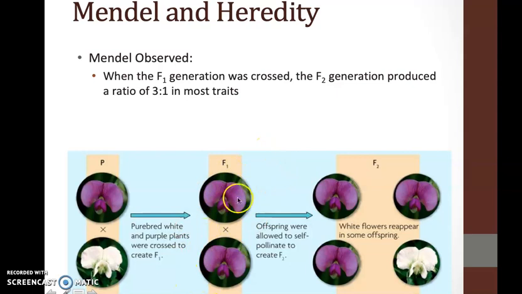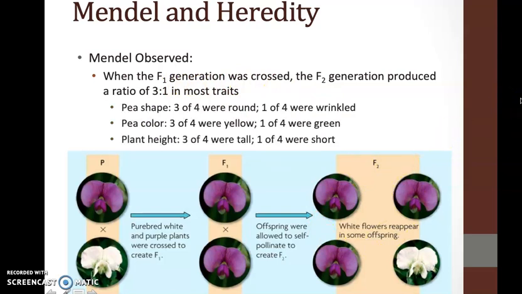Then he crossed these, which, yeah, that's kind of weird when you think about it. That's like brother and sister here. He crossed these guys and made them mate, and found that their offspring was 3 purple and 1 white. So still primarily purple and then 1 white. These ended up being 75% purple and 25% white. So we call it a 3-to-1 ratio. So Mendel observed that when he crossed the F1 generation, the F2 generation produced a ratio of 3-to-1 in most of these traits. And the reason that happens is because these are really simply inherited traits.